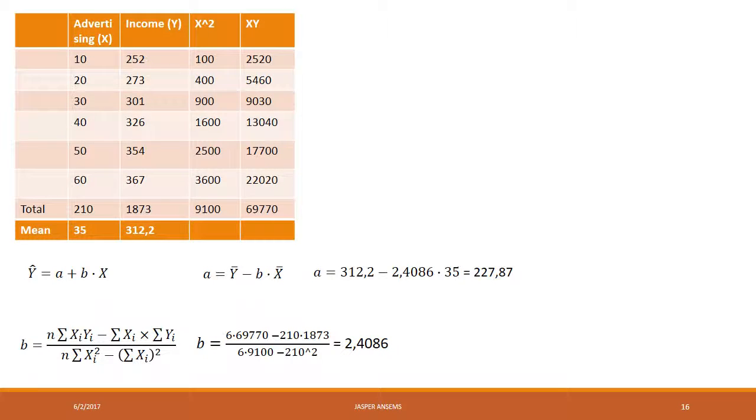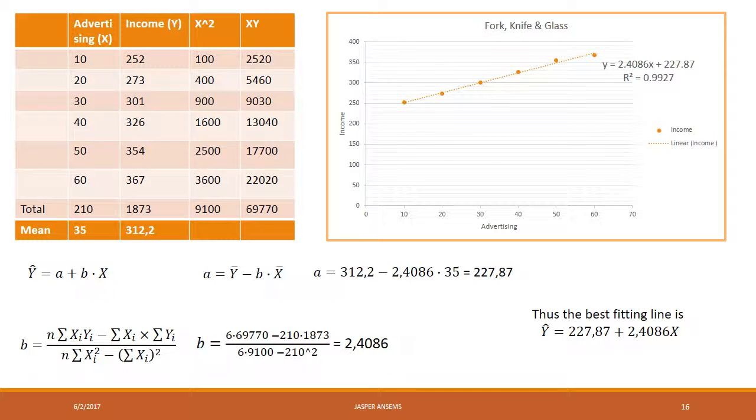So A is shown here, the formula. So the average of y was 312.2 minus B, which we just calculated, times the average of x is 35, is 227.87. So we can say, thus the best fitting line is 278.87 plus 2.4086 times x. And we also calculated this in Excel, which is shown here, and we see that the formula shown in the Excel graph is exactly the same as we just calculated.